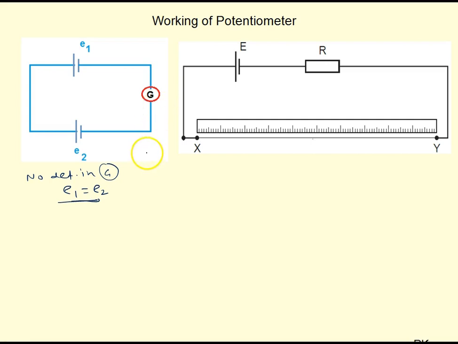Out of E1 and E2, if one is known to us, the other can be easily determined. It means if I don't know E2 and I know only E1, then I can definitely say E2 equals E1. Is it clear to all of you?